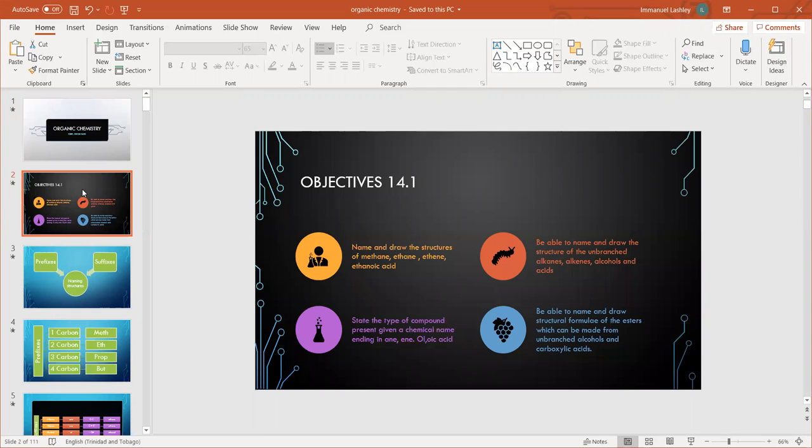The first set of objectives that I want to look at is objective 14.1 from your syllabus. Name and draw the structure of methane, ethane, and ethanoic acid, and also be able to name and draw the structure of the unbranched alkanes, alcohols, and alkanoic acids. Thirdly, state the type of compounds present given a chemical name ending with ANE, ENE, OL, oic acid, and be able to name and draw structural formulae of the esters which can be made from unbranched alcohols and carboxylic acids.